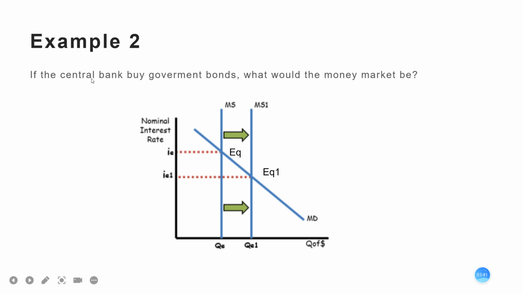So here is example 2. If the central bank buys government bonds, what would happen in the money market? The central bank buying government bonds would shift the money supply curve to the right. So the old equilibrium is here, and EQ1 is the new equilibrium. So the nominal interest rate decreases.